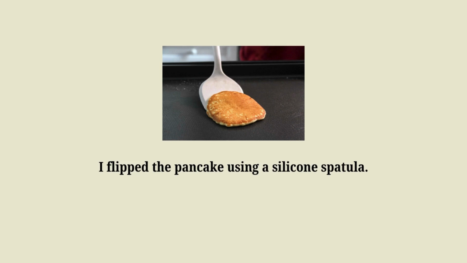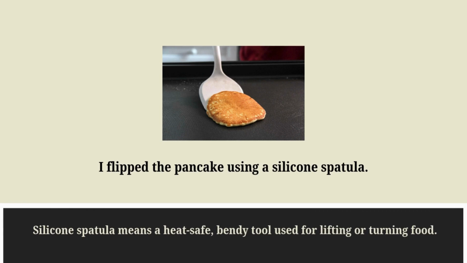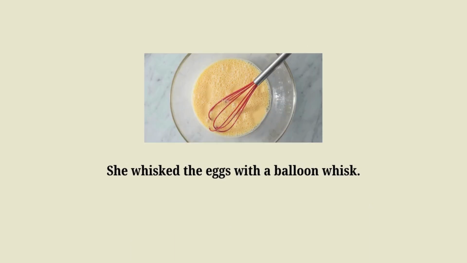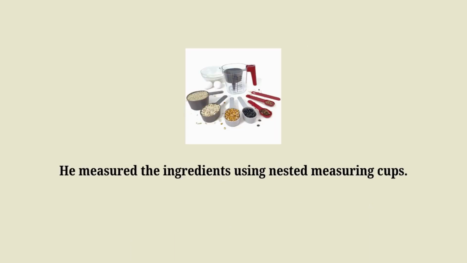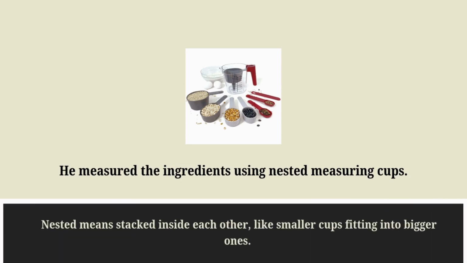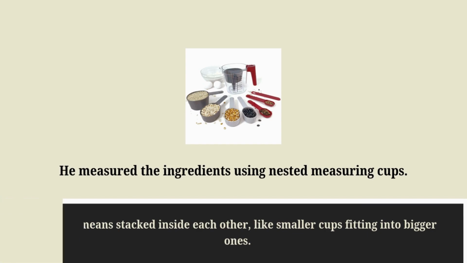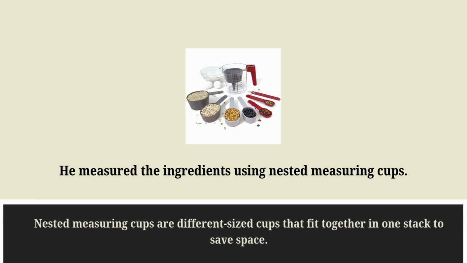Kitchen tools and phrases. I flipped the pancake using a silicone spatula. A silicone spatula means a heat-safe, bendy tool used for lifting or turning food. She whisked the eggs with a balloon whisk. He measured the ingredients using nested measuring cups. Nested means stacked inside each other, like smaller cups fitting into bigger ones. So, nested measuring cups are different-sized cups that fit together in one stack to save space.